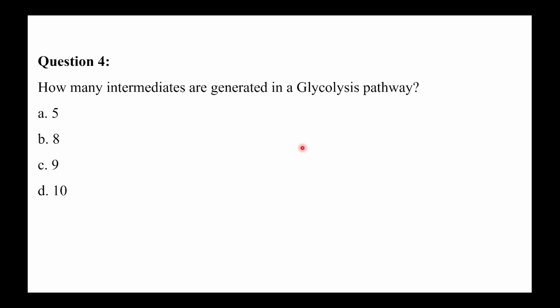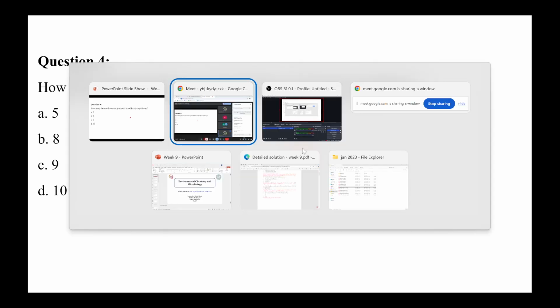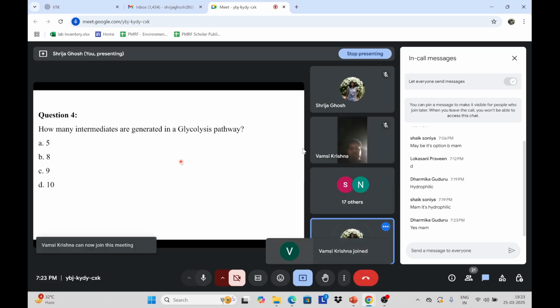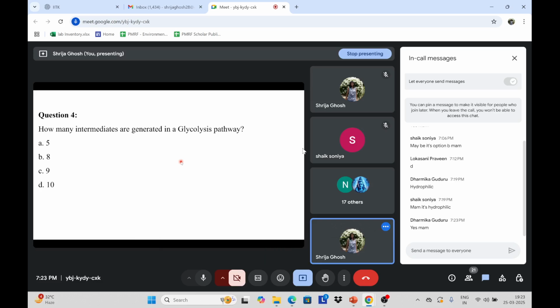Question number 4. How many intermediates are generated in a glycolysis pathway? Option A 5, option B 8, option C 9 and option D 10. How many intermediates are generated in a glycolysis pathway? 5, 8, 9 or 10? Come on everyone, write your answers in the chat box.